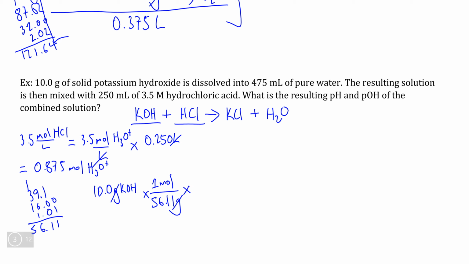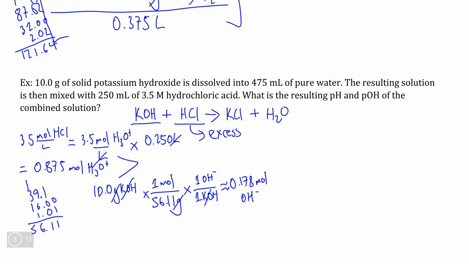And we know that potassium hydroxide is going to give us 1 hydroxide ion per potassium hydroxide. We don't really need to write this in, but it's good to keep our units clear. Now, here, we actually need to find the number of moles of hydroxide that we make, and if you put this into your calculator, this comes to approximately 0.178 moles of OH minus. Now here we can see that our moles of acid are clearly greater than the moles of base, meaning that HCl is our compound that is in excess.